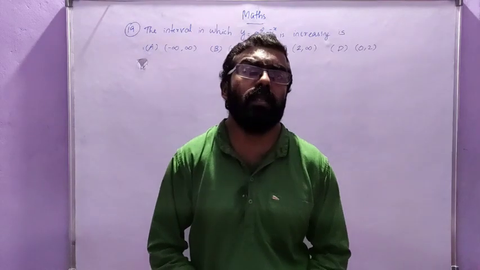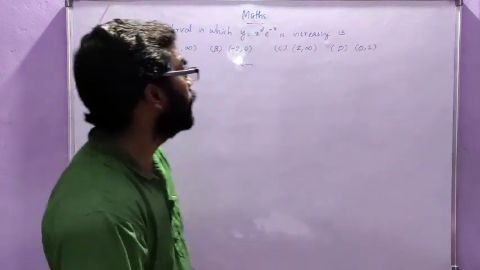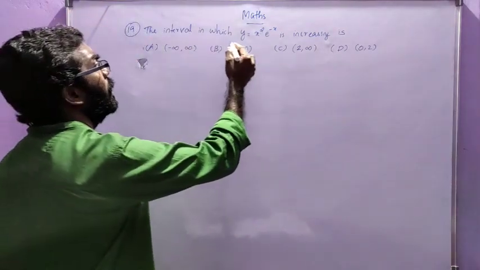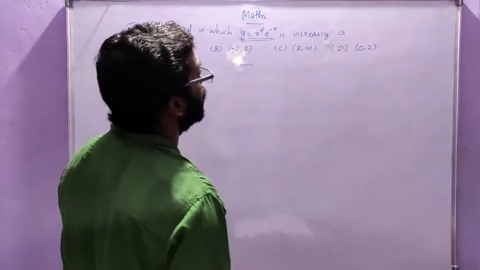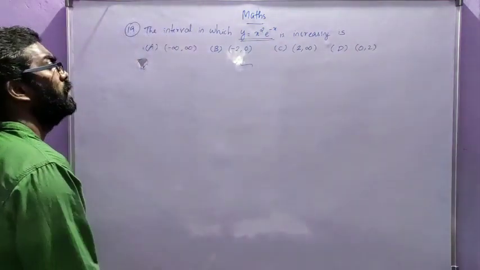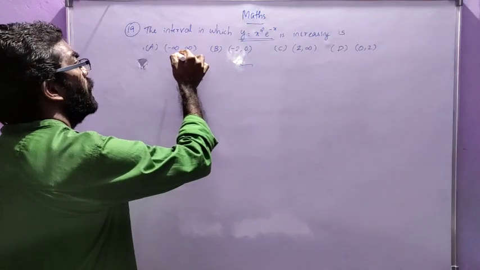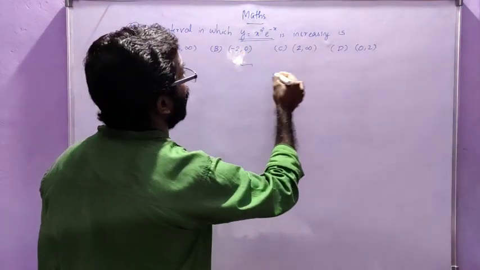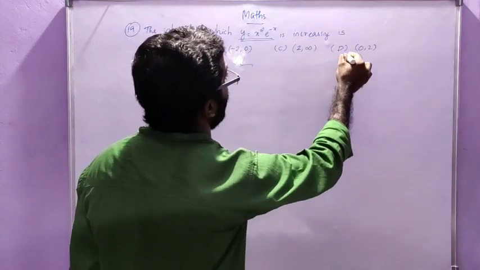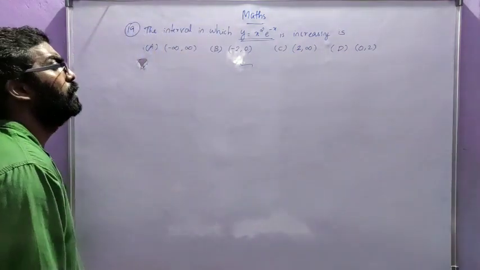Now we move on to the last question in this exercise. The interval in which y equal to x square into e raised to minus x is increasing is option A, open interval minus infinity, infinity, option B minus 2, 0, option C 2, infinity, and option D 0 comma 2.